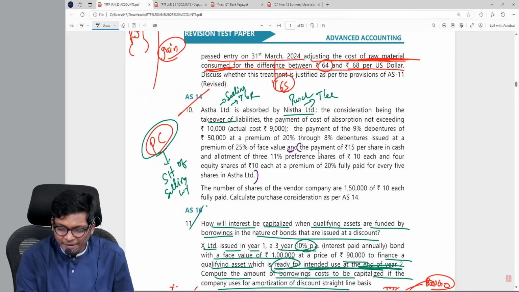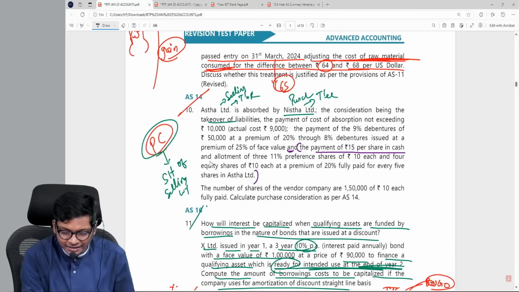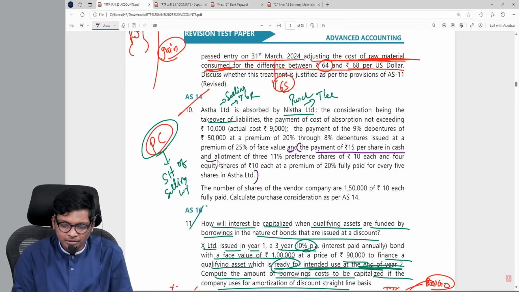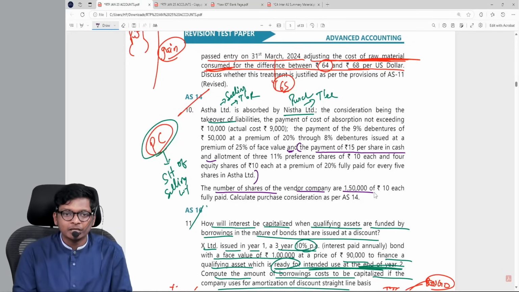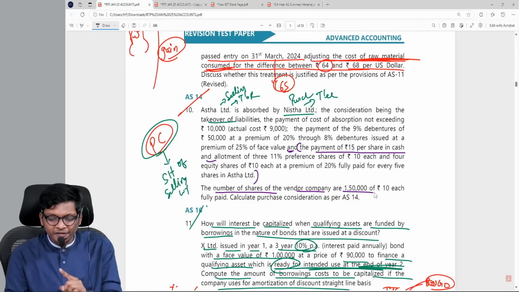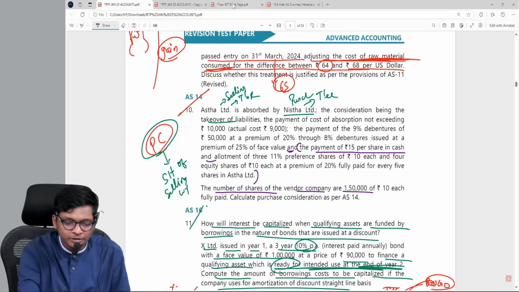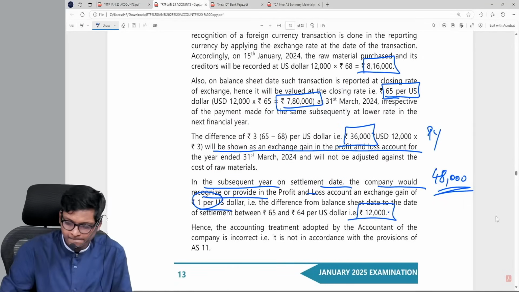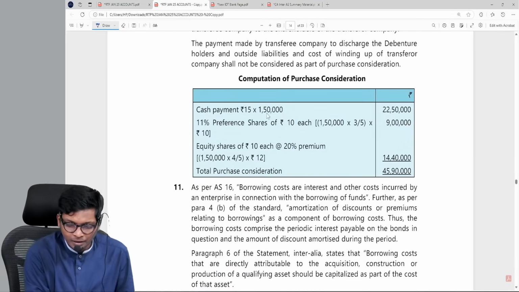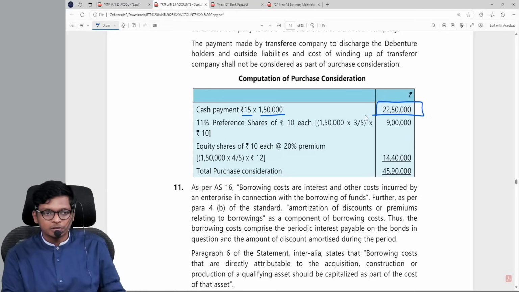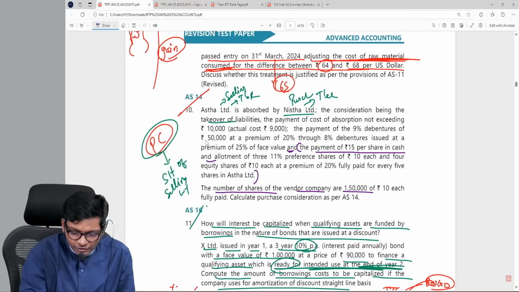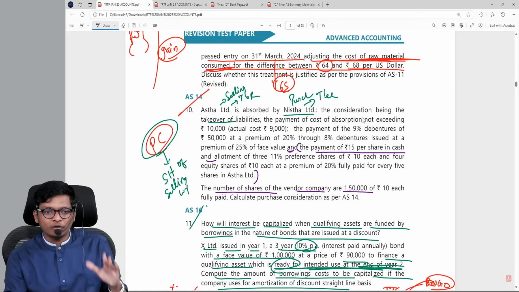Okay. The payment of rupees 15 per share in cash. For whose shares? The number of shares of vendor company is 1,50,000. So first, this 1,50,000 into 15 is 22,50,000. Correct? Okay. That's it. In the first part, don't even read that. Ignore it for this sum.